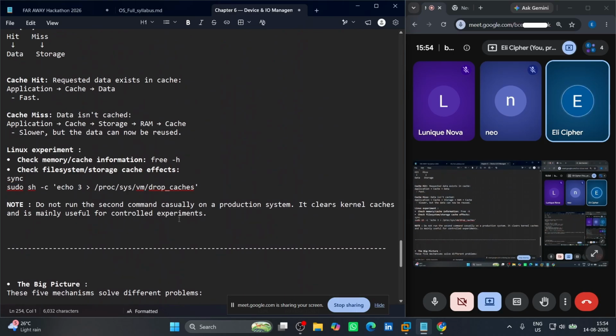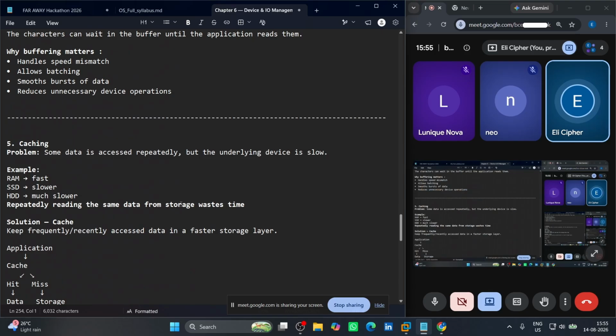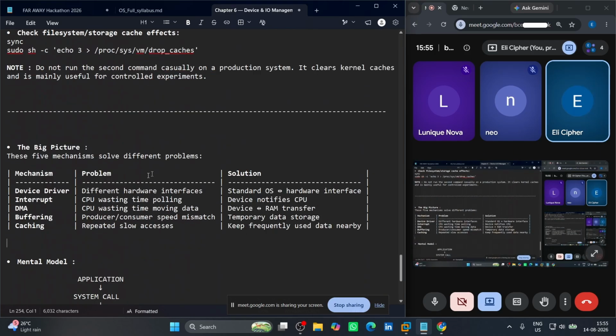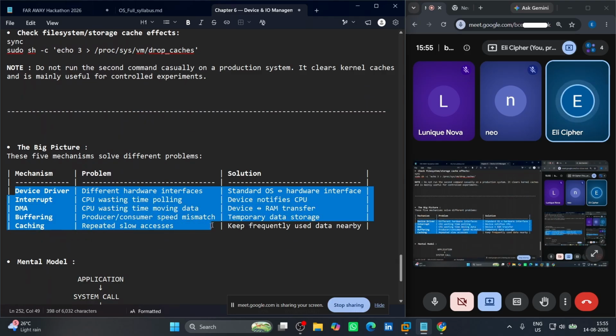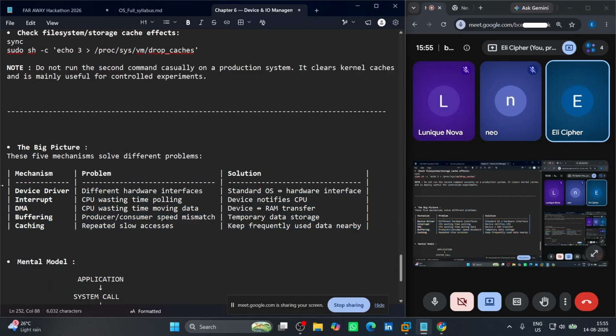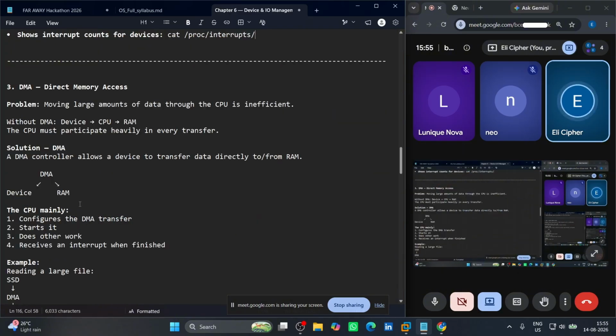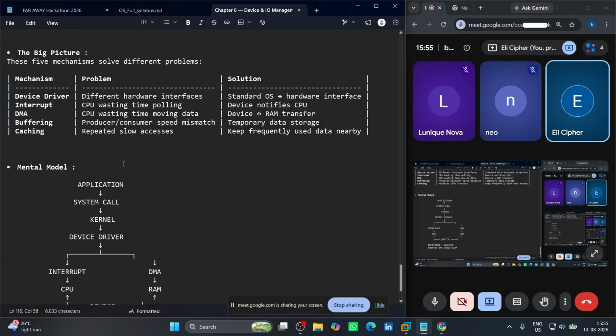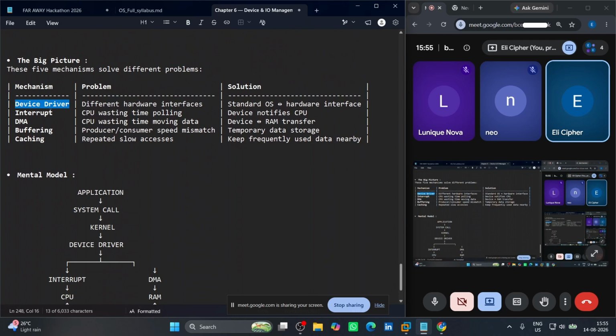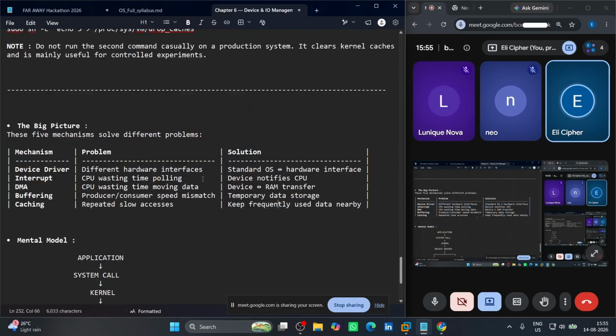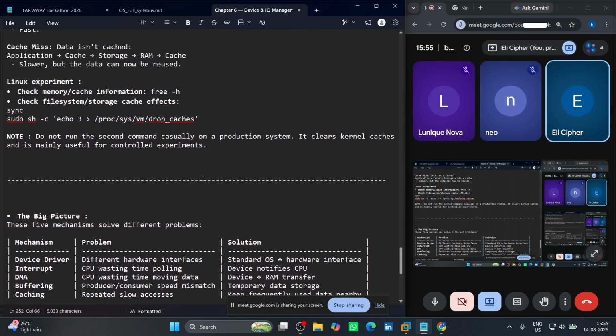Okay, Unique and Neo, have you any doubt? Neo, this is the whole summary of our today's session, right? We have discussed five different mechanisms which are used to tackle five different problems, and these are the solutions which they provide. Okay, Unique and Neo, any doubt? No. Yeah, thank you very much.